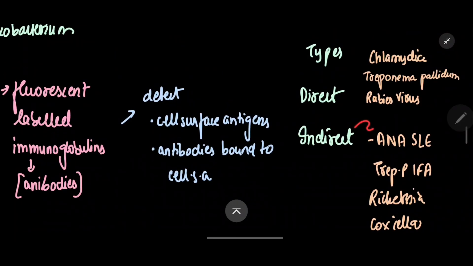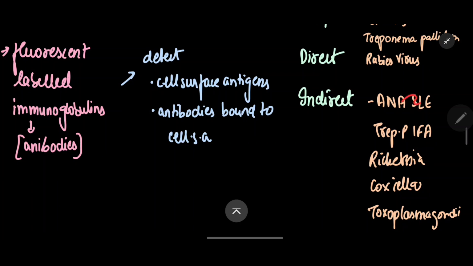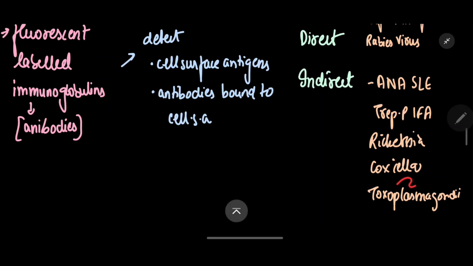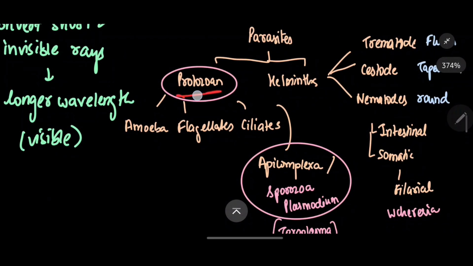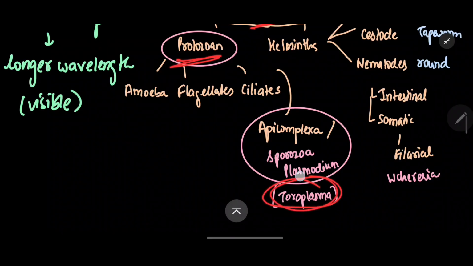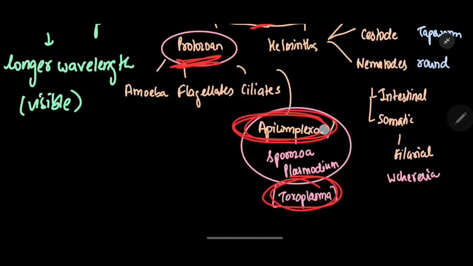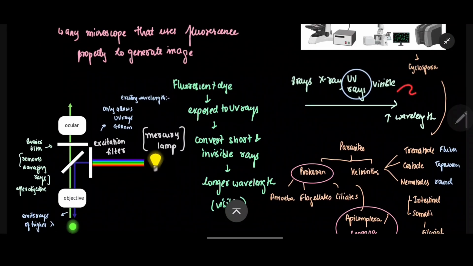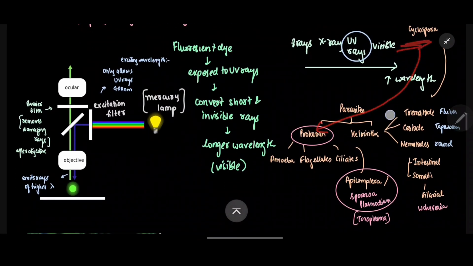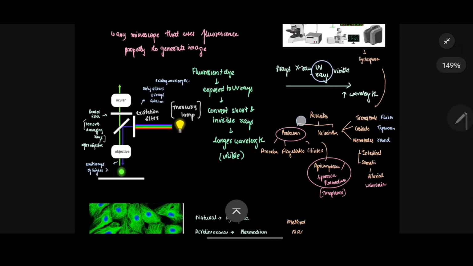And then other things that can be observed are your rabies virus, and in SLE there's ANA that we are observing, and then toxoplasma. So just now we have discussed protozoan parasites. So toxoplasma comes under protozoans in apicomplexa, in sporozoa. So apicomplexa, the other name is sporozoa. So in that we have plasmodium, we have toxoplasma, and we have cyclospora. Okay, so cyclospora comes under protozoan apicomplexa. I hope that makes sense.